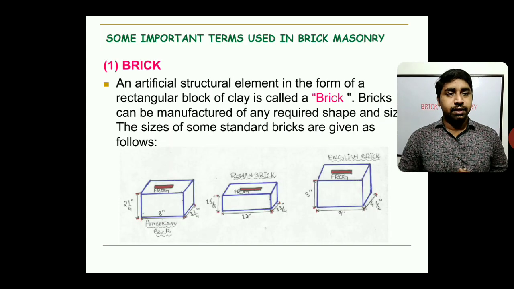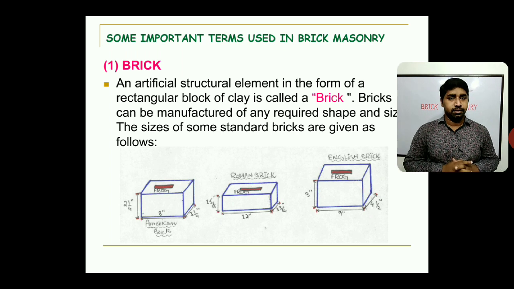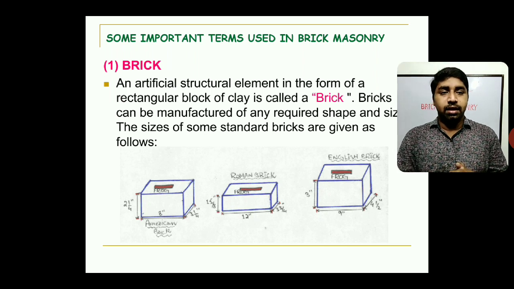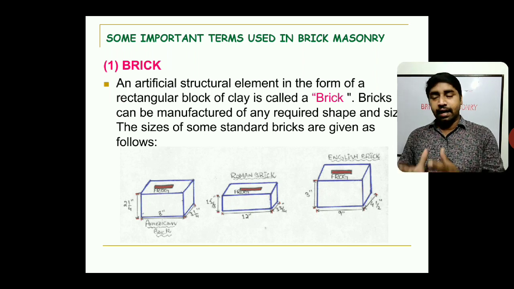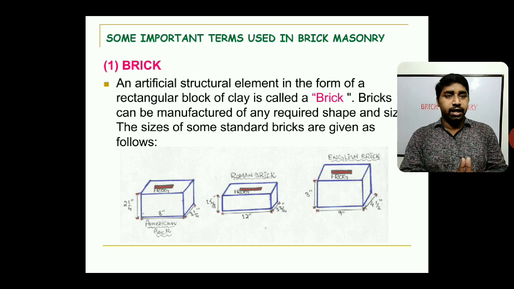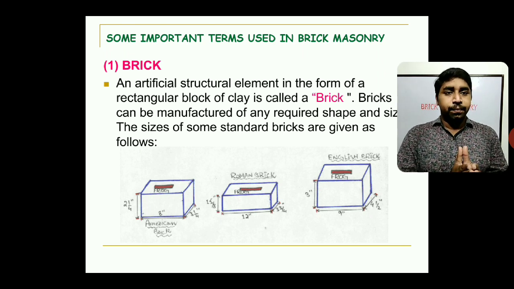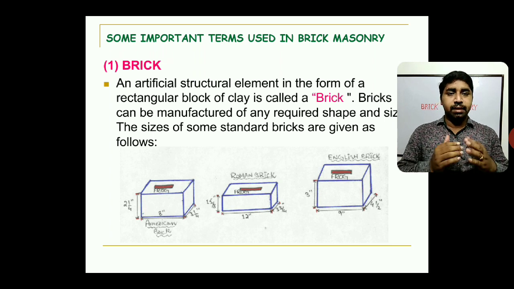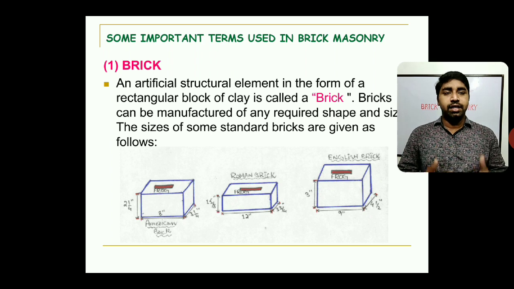Some important terms are related to brick masonry. First of all, what is a brick? A brick is an artificial structural element in the form of a rectangular block of clay. Bricks are made out of clay and they are rectangular blocks. Bricks can be manufactured in any shape and size.